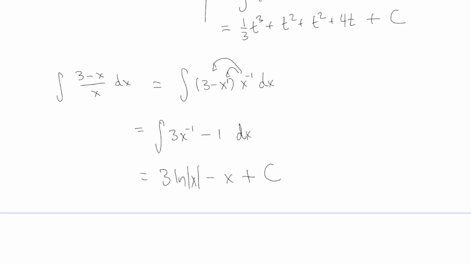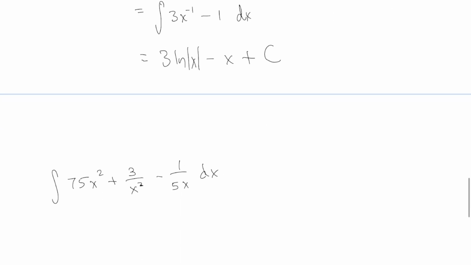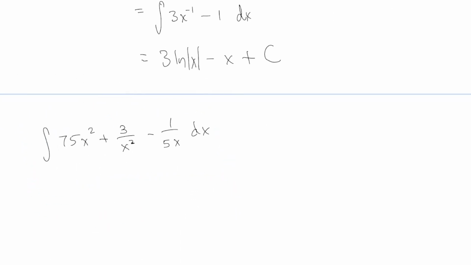All right, and the last one. I don't know if this one's easier than the previous one. I would say, again, rewrite this using negative exponents because I don't like the little fractions. I don't like these little quotients here. So actually, the first one is fine like it is. 3 over x squared. What did you do to rewrite this using a negative exponent? 3 over x squared. 3 times x to the negative 2.